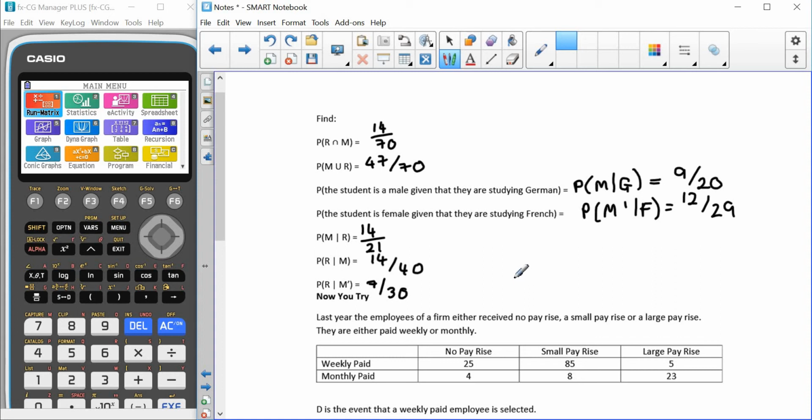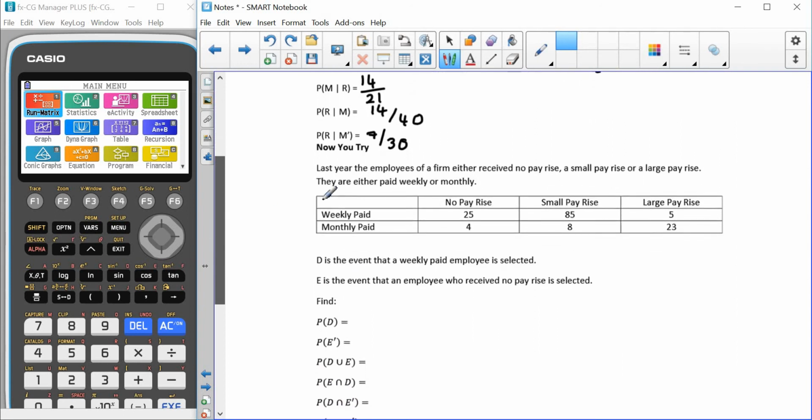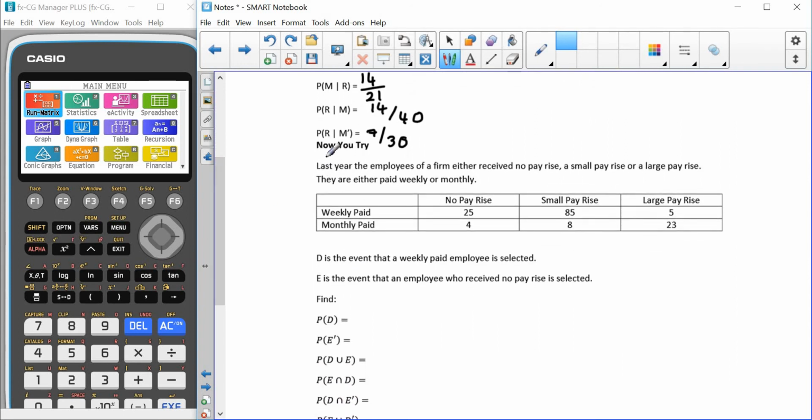I'm going to give you a moment now to pause the video and give the Now You Try a go. So hopefully you've paused the video and given the Now You Try a go. So let's have a look through it. Last year, the employees of a firm either received no pay raise, a small pay raise, or a large pay raise. They are either paid weekly or monthly.